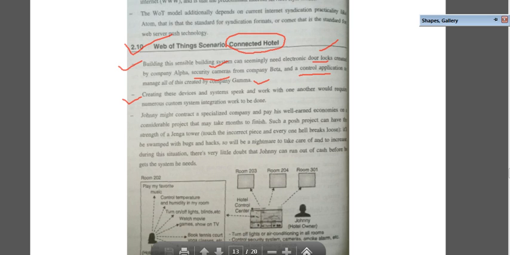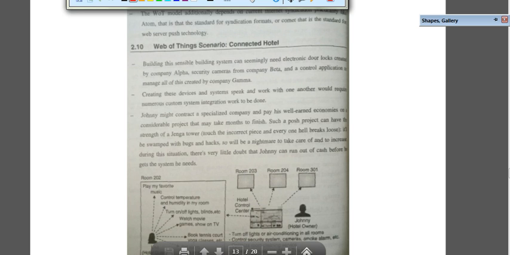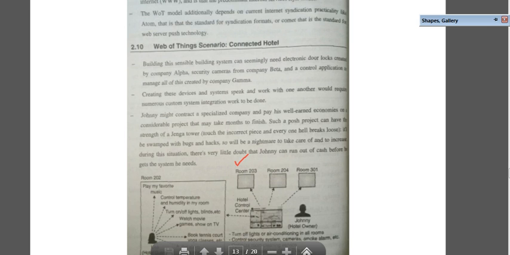So creating these devices and systems to speak and work with each other. तो ये जो devices हैं, जो devices यूज़ होंगे डोर लॉक में, सिक्योरिटी कैमराज में, and control application में, they can speak with each other. मीन्स जैसे आप फिगर में देख पा रहे होंगे, there are different rooms in the hotel. Suppose room 301, 204 and 203, and it is controlled centrally. So hotel control center, all the sensors are put in this room.